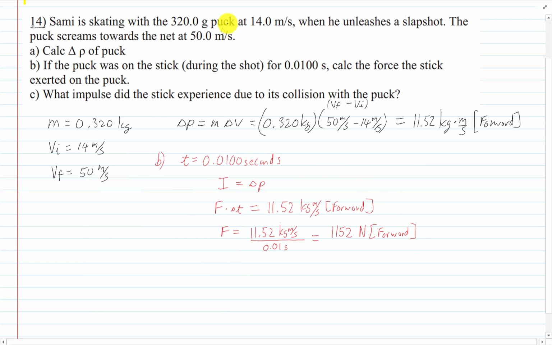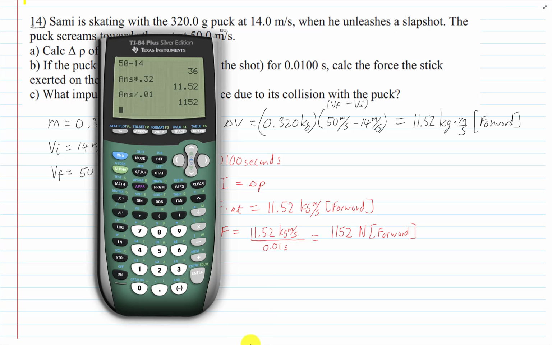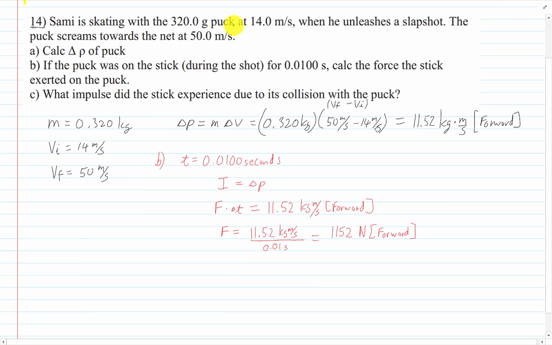So that's a pretty good force. That's equivalent, if you had to do it for a force of gravity, to about a 117 kilogram mass. That's the force of impact that he was doing on that. But not for long, 100th of a second.